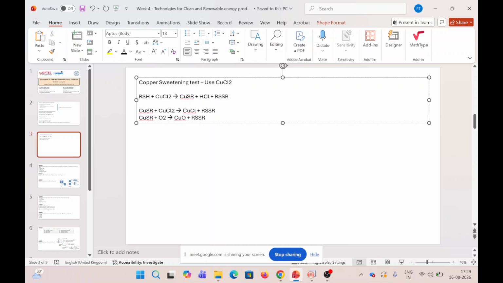The major problem is that this CuO, similar to PbO, can basically cause failure in the water tolerance test. So that again becomes a limitation in case of the copper sweetening test also. So the major goal is to extract the sulfur compounds. Again, each and every method has its own limitations and advantages, so we are supposed to know about each of them. Next comes the Merox process.